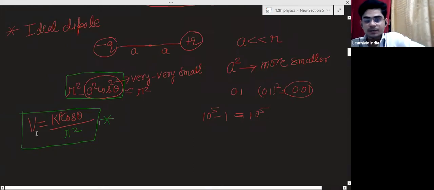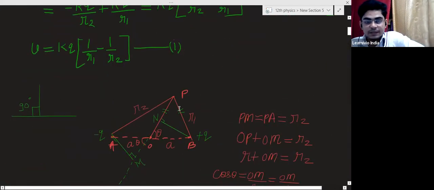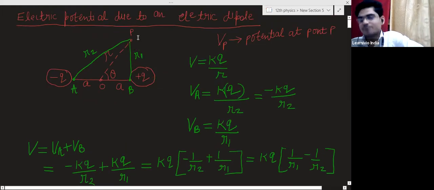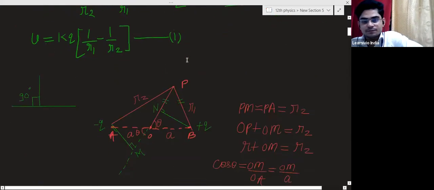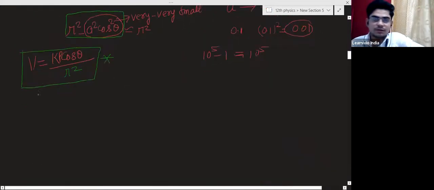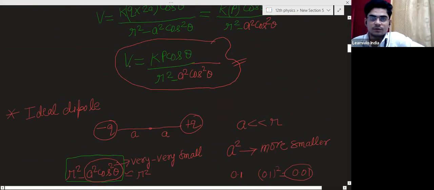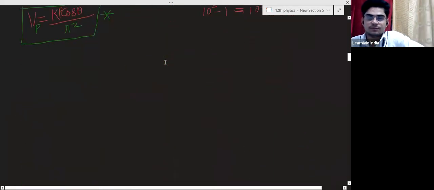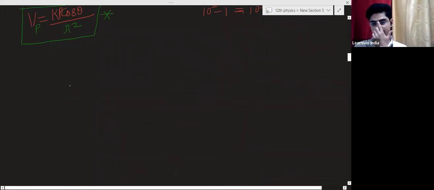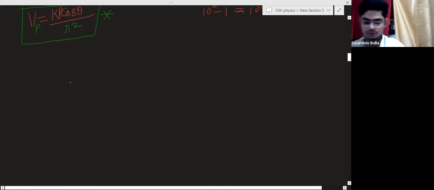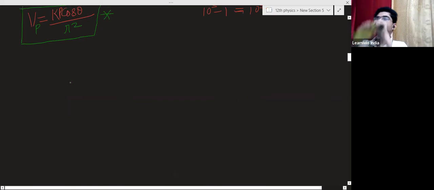So what is this V? This V is the value of potential at point P. Remember, please. You can also write it as V suffix P, so that you can easily understand. So this has been completed. Now we will move forward.